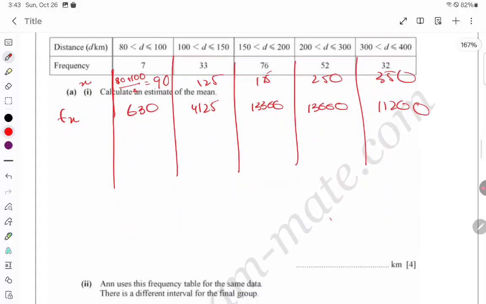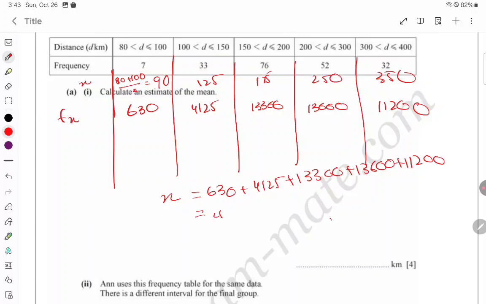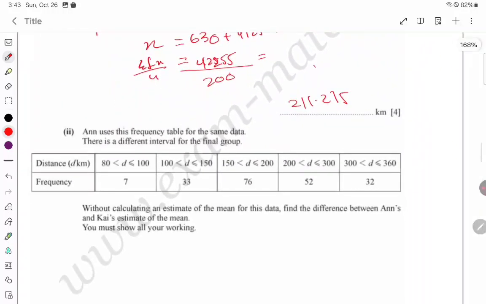So now for the x, again the sum of all: 630 plus 4125 plus 13300 plus 13600 plus 11200, it will become 42,225, and this is fx divided by the total number, which is 200 cars. The answer will be 211.275 kilometers.